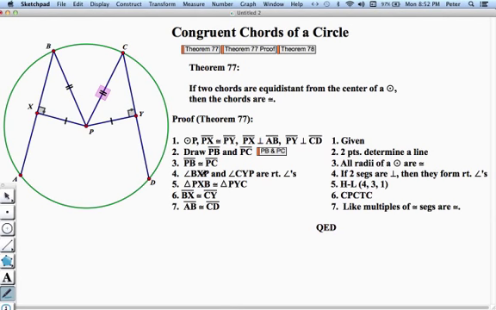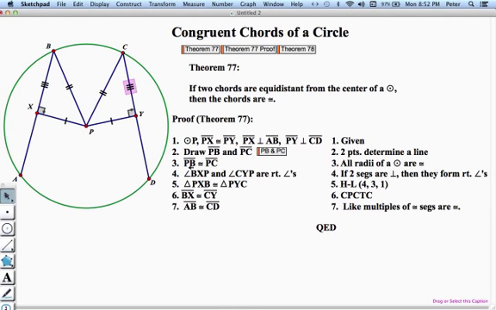So we know that PB must be congruent to PC. And since these angles at X and Y are right angles, I know that triangle PXB is congruent to PYC by HL, which makes BX, this half of the chord, equal to this half of the chord, which requires that AB be congruent to CD, because since each one of these is a half of the full chord, the chords must be congruent. Okay, so it's pretty clear that Theorem 77 is true.